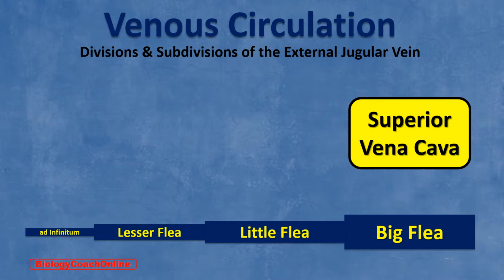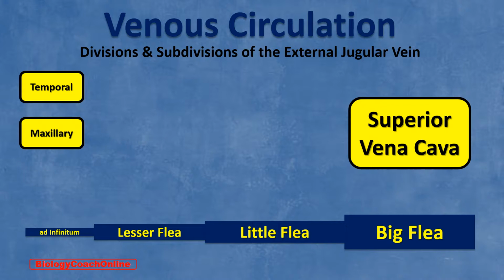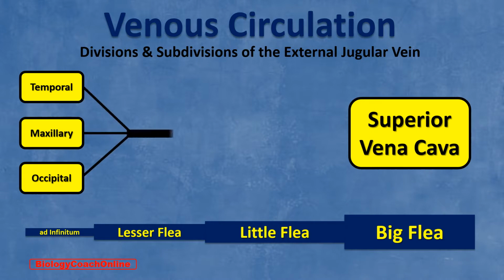So there are three small veins that drain the superficial tissues of the head. We have the temporal, servicing the tissues of the side of the head. We have the maxillary, servicing those tissues and structures associated with the maxilla. And then we have the occipital, draining, obviously, the area of the base of the head. Now, all of these vessels drain, remember, we are referring to deoxygenated blood here, into the external jugular vein.